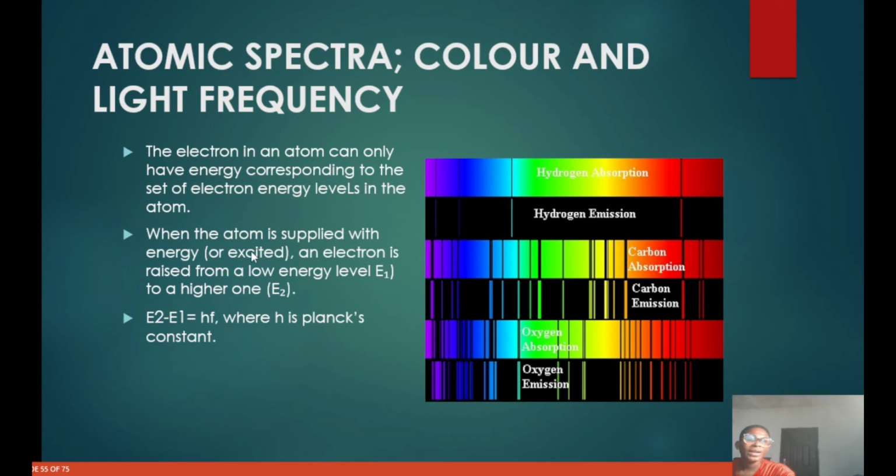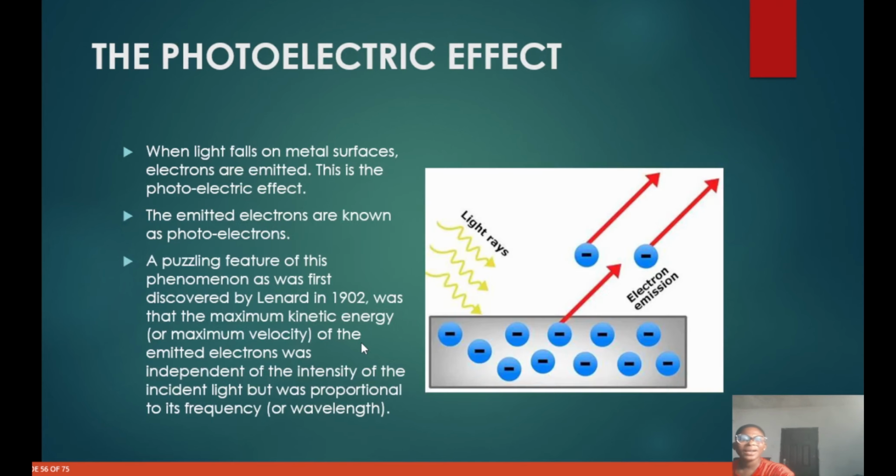When the atom is supplied with energy, or it is excited, an electron is raised from a low energy level to a higher one. We've explained this countless times. And don't forget, E2 minus E1 will give us our hf. That is the state it was before to the state it is now. You subtract it, where h is Planck's constant.